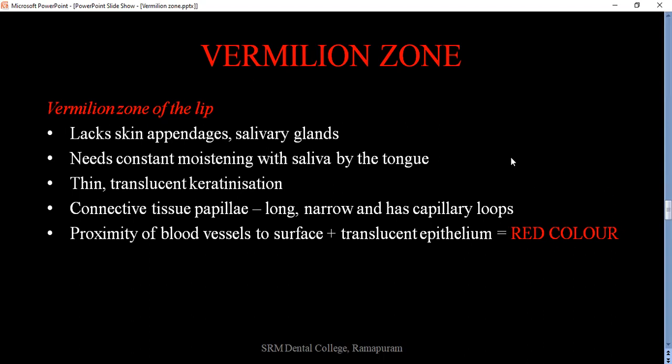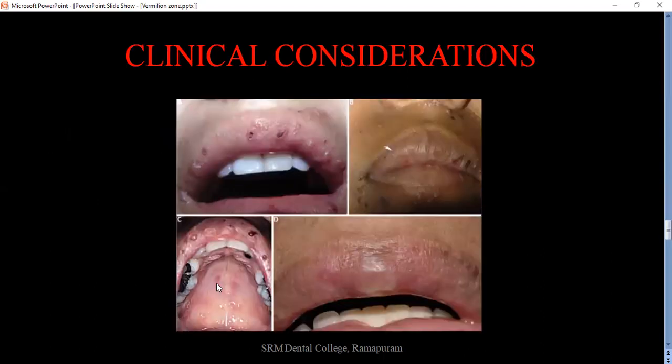And why is it red in color? Because of the thin translucent keratinization and the proximity of the blood vessels to the surface. That is why your Vermilion zone is red in color.